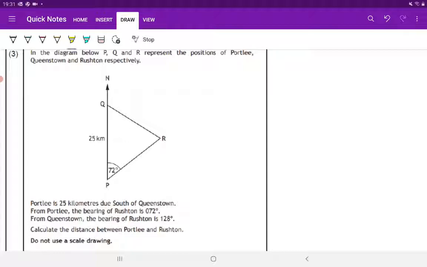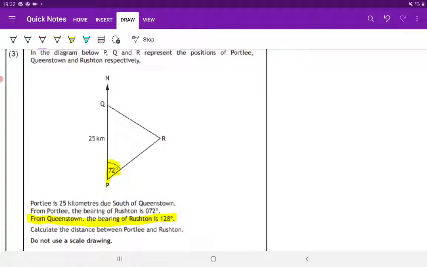So we've got the idea that from here to here is 180 degrees because it's south. From Portlea, the bearing of Rushton is 72 degrees. So what we've got is that this bit here is 72 degrees. And then what we're also told, but is not marked on our diagram, notice, is from Queenstown, the bearing of Rushton is 128 degrees. Now, the reason it's not marked on the diagram is they're looking to check that you understand what that sentence means.